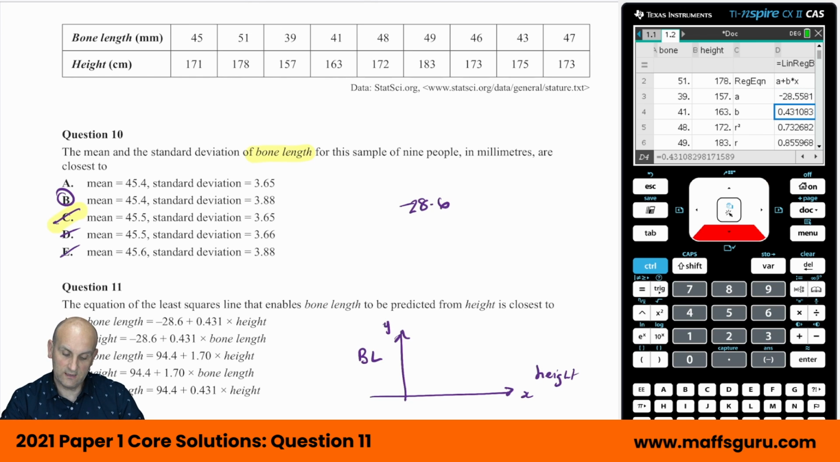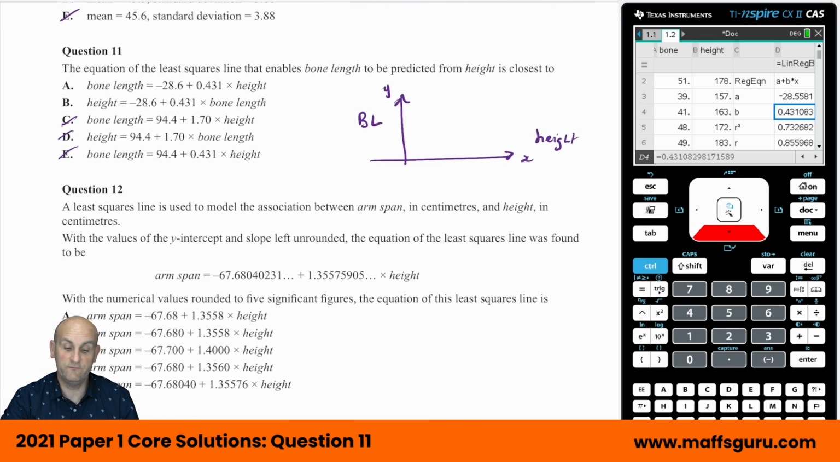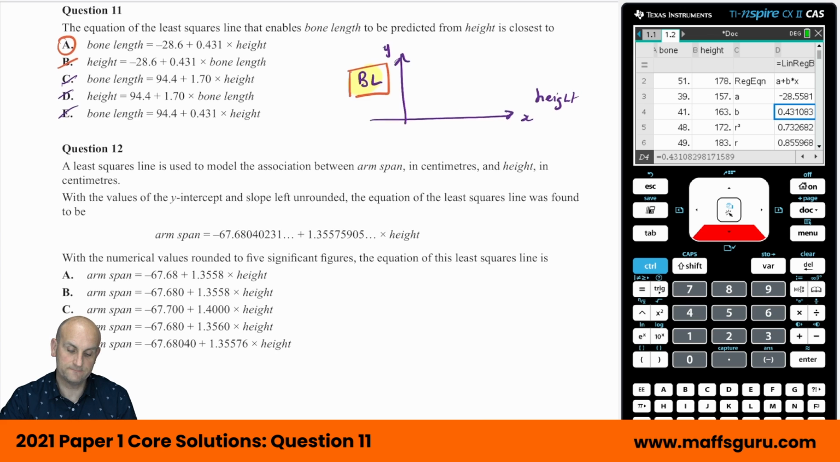And my B value, A plus BX, is 0.431. Okay, so plus 0.431. Now you're going to turn around and say, well, hold on a moment, both A and B are in fact the same, but they're not, because I've done my graph here of bone length, so I know that that's my Y value. So my equation has to start bone length equals, that can't be right, A is my correct answer.